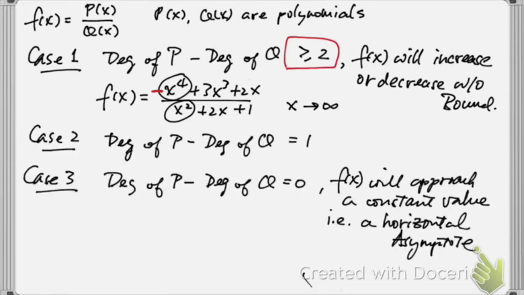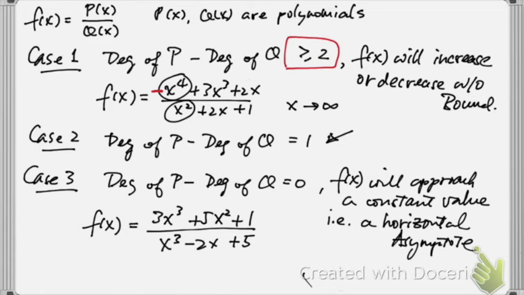Next, we can have the degree of P minus degree of Q equal to 1. This is a very interesting case, so I'm going to defer that until later. And let's keep going. The third case is when the degree of P minus degree of Q is exactly equal to 0. In other words, it's the same degree of polynomial in both the numerator and denominator. In this case, f of x is going to approach a constant value. In other words, it will have a horizontal asymptote.